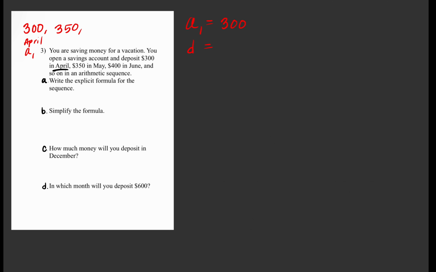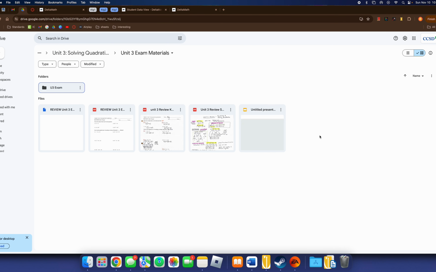And in June, we have 400. We can see that our common difference here is 50 because we're going up by 50 each time. So d is equal to 50. Now that we've figured this out, we get to see it in a way that we have always seen all of our sequences if we write it this way. You by no means have to write it this way.